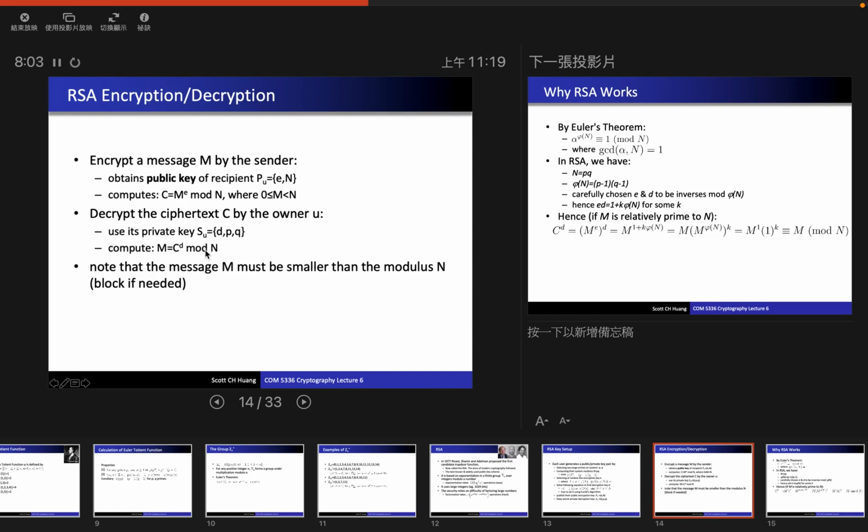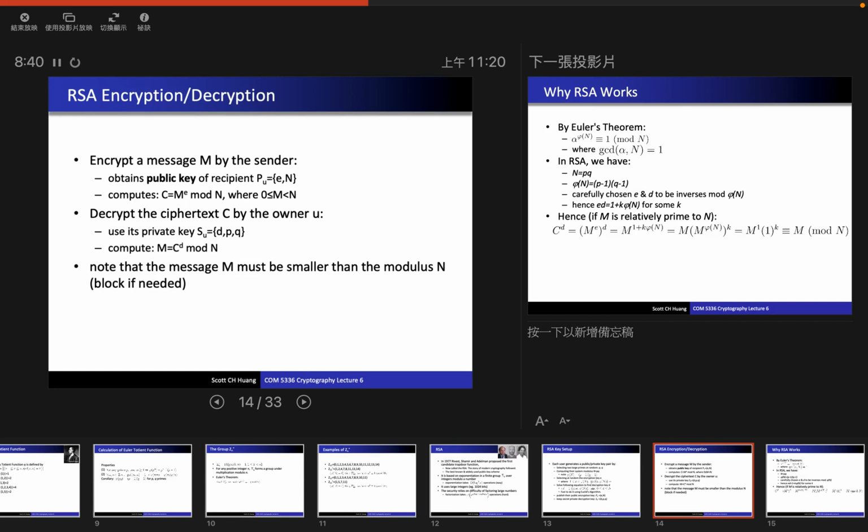The encryption is surprisingly easy. You simply raise M to the power of E mod n. That's it. It's done. Decryption: you raise the ciphertext to the power of D mod n. What we're doing is called modular exponentiation. Modular means mod something. Exponentiation. That's the critical subroutine of RSA for both encryption and decryption. Modular exponentiation means you simply calculate the power of something mod something.